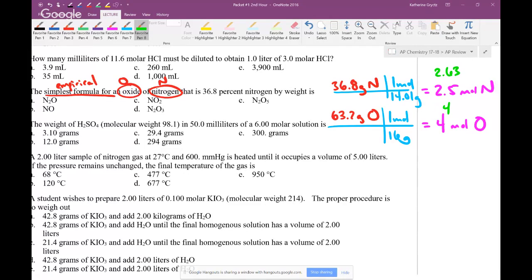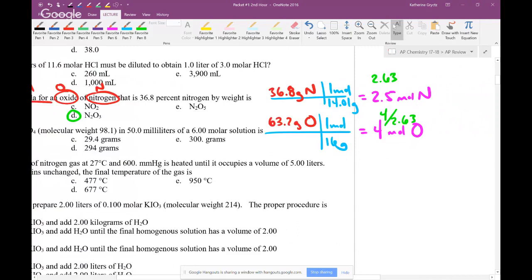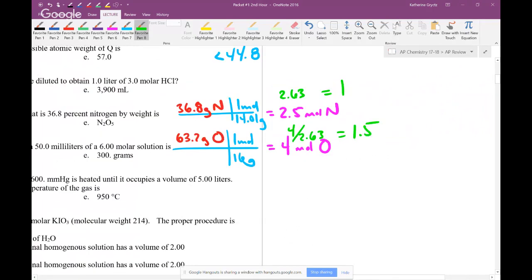All right, and then you would have to do what? What's the last thing? Divide by the smallest. All right, so you would have to take the 4 divided by the 2.63. So I got 1.5. So N is 1, O is 1.5, so N2O3. N would be 1. No, never mind. N2O3, because it can't be the 0.5. Okay.